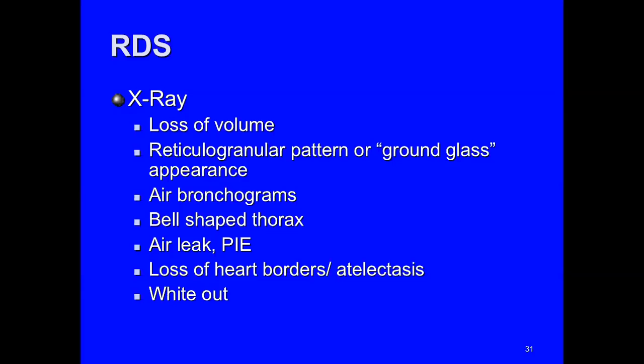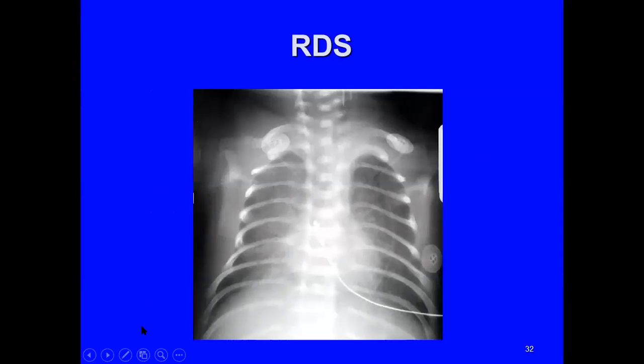The heart border can become lost, and there is atelectasis, the inability of the lung to expand. There can also be a white out, where the lung appears white in color. So this is also an X-ray finding in respiratory distress syndrome.